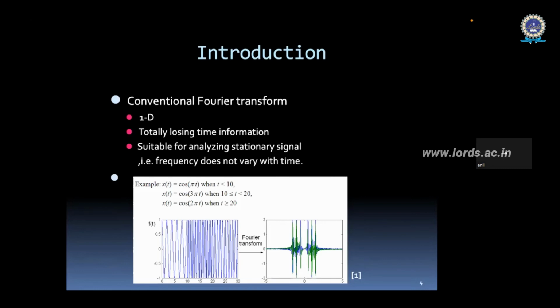If time is good, I can't see frequency well. If frequency is good, I can't see time well. So how to put this joint time frequency representation? There are various representations, for example, short-term Fourier transform, which is the easy extension. In that, instead of applying Fourier transform to the entire signal, I am applying it to a windowed signal, a small window.